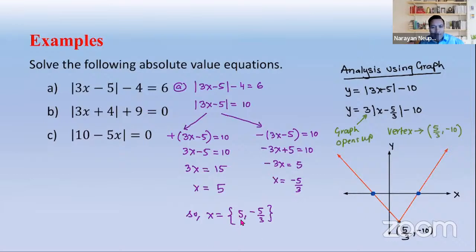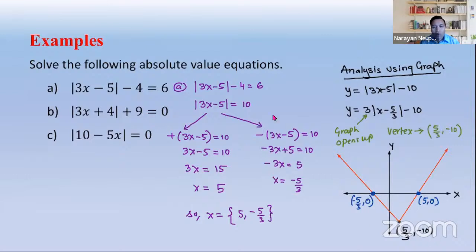One value is positive, it's a positive 5. That means this point is 5, x is 5, and y is 0. So the x-intercept here is 5, 0. Similarly, on the other side, this value, which is quite close to origin, is negative 5 over 3, and y value must be 0.